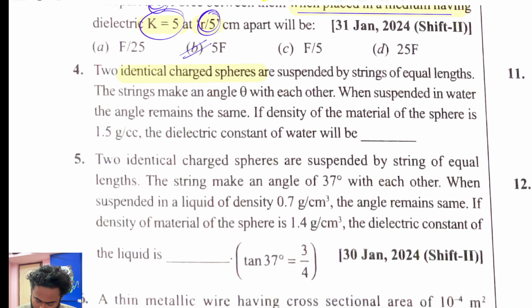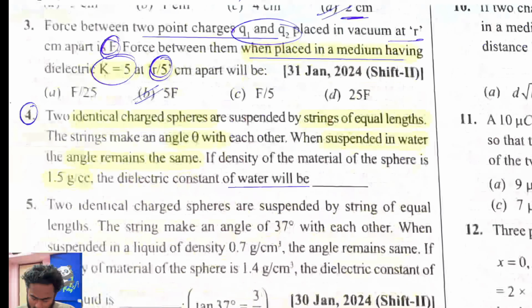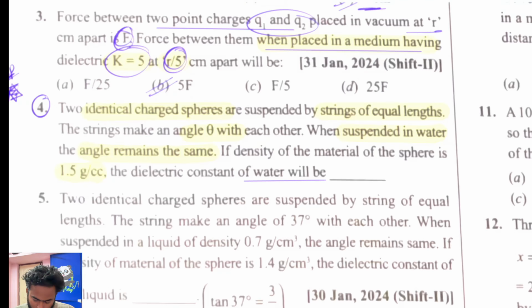Identical charged spheres suspended by strings of equal lengths make an angle theta. When suspended in water, the angle remains the same. The density of the material is given. The dielectric constant of the water will be? Mark it down, a very important question. There was a time when this question was asked in JEE Advanced. After that, it is now being asked in JEE Mains, and even in NEET they will ask this question. Okay, let's see what the question is asking.